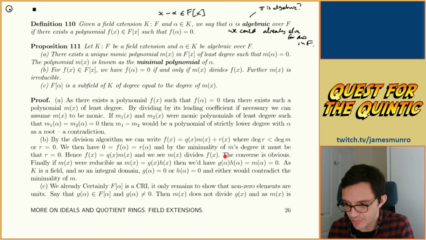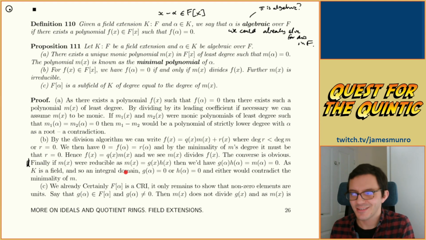Further, m is irreducible, here we go. If m were reducible such that you could do this, then we'd have this thing is 0, but K is a field, so it's an integral domain. Ooh, okay. So one of those is 0. Minimality. Okay, so this turned out not to be that exciting anyway, after all.